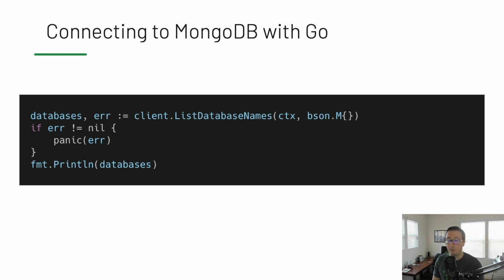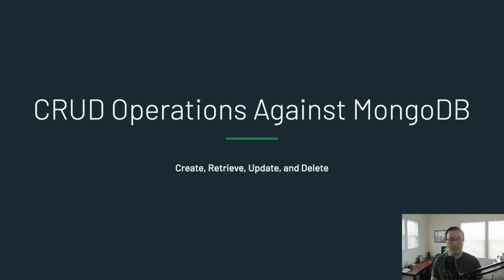Now, that was pretty easy. We're connected to MongoDB Atlas using Go. Now what we want to do is interact with each of the documents by creating documents, retrieving, updating, deleting, all of that good stuff. So that brings us to CRUD: create, retrieve, update, and delete.